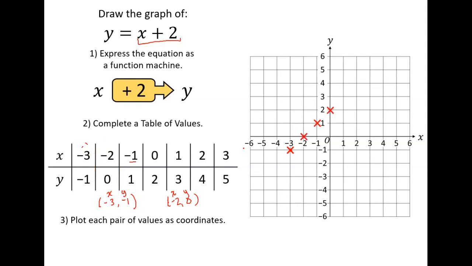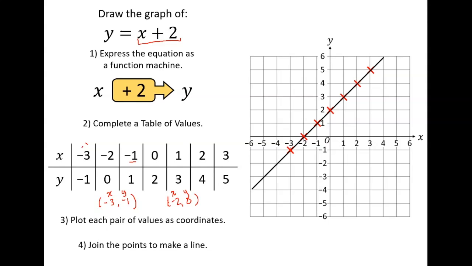Then I'm going to do the same thing for the next one. So I have -1 and 1. So this is x equals -1 and y equals 1. Then I'm going to go to 0 and 2, which is going to be here, right? And then I'm going to go to 1 and 3, 2 and 4, and 3 and 5, and those are all my points. So if I was doing this on graph paper, I'm just going to take a ruler or anything straight, and you don't even really have to, but I'm going to draw a line through all of these points to make a line.